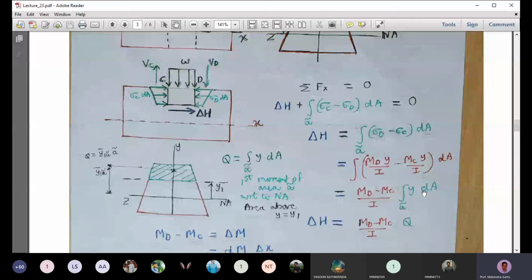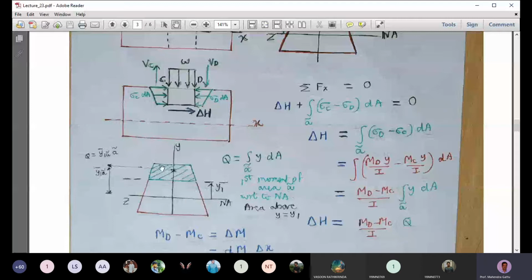So what is this y dA? If you look carefully, y dA represents the first moment of that shaded area about the neutral axis. We want to find horizontal shear at that location. So we will consider the area above that location, which is the shaded area, and find the first moment of this area above the neutral axis. We represent that first moment of area by the notation Q. So Q is equal to the integral over that shaded area of y dA. So what is this y dA with respect to the neutral axis?